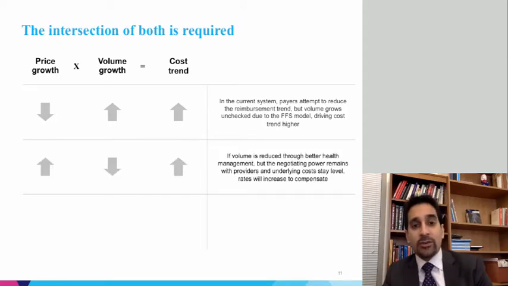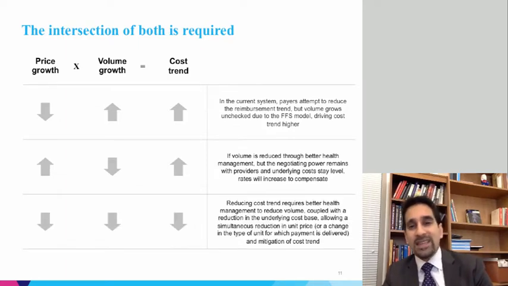If we try to reduce the volume without addressing the price part of the equation, through better health management or through more of the blunt force tools of utilization management, the negotiating power may still stay with the providers, and what they'll do is use that to drive up price so that they can meet their bottom line and their cost structure. So what's really needed is a combination of reducing costs through better health management that reduces volume, along with a reduction in the underlying costs of delivering the care, so that we can reduce the unit price and mitigate the cost trend at the same time.